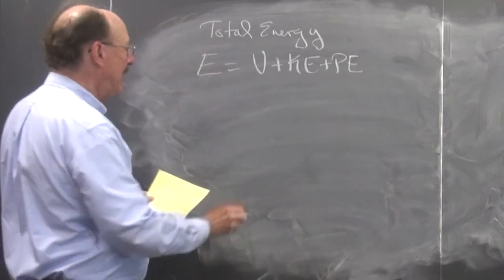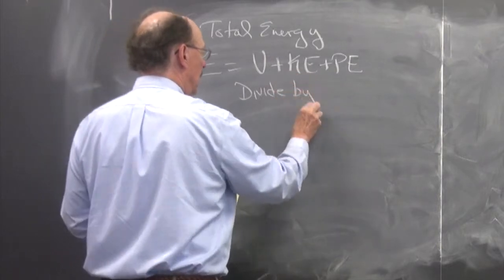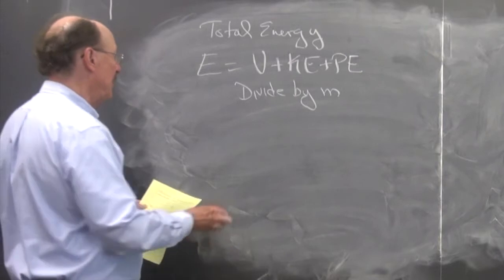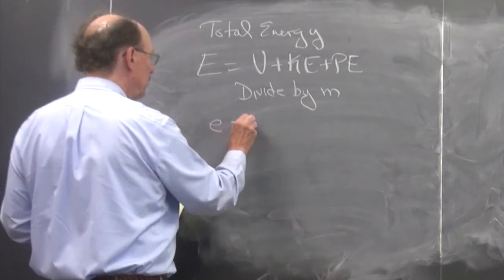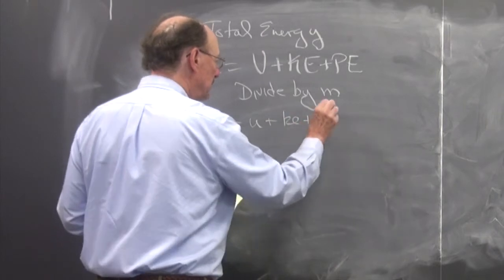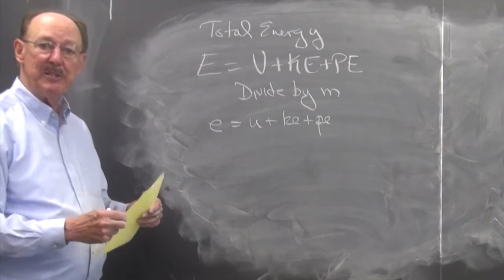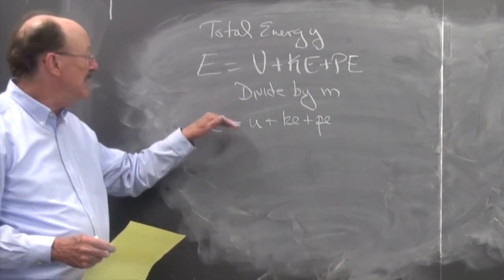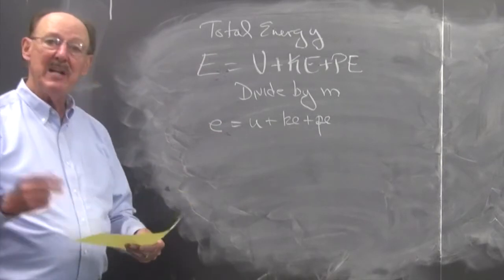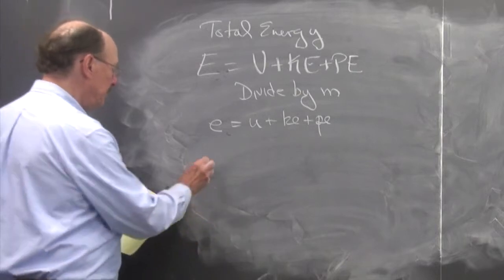And if I divide by M, by the mass, I'll have each of these in a lowercase or per unit mass basis. So I could have e is equal to u plus ke plus pe. Sometimes we like to use it on an individual mass basis, sometimes on a total mass basis, depending on the application. So now let's consider, at last, the conservation of energy for a closed system.